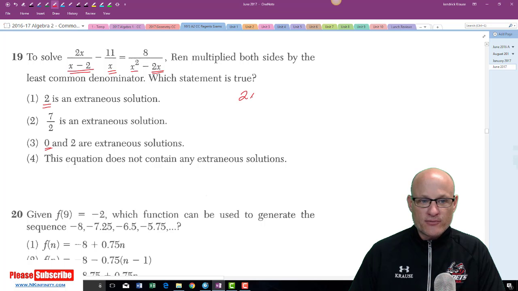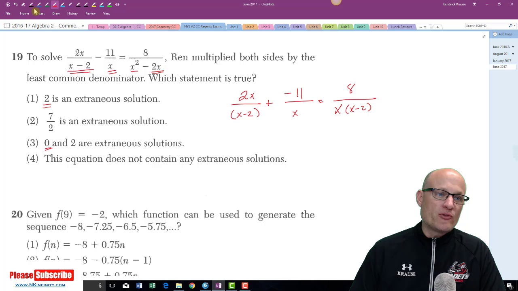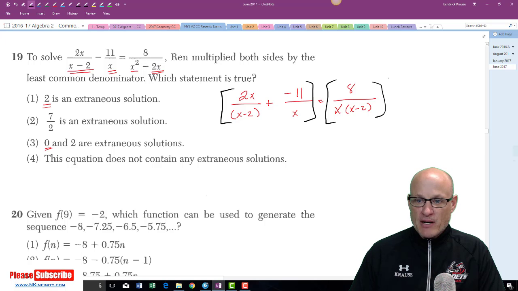So 2x over x minus 2. I don't like that minus, so I'm going to make it up here. You know I hate minuses. x, and 8 over x times x minus 2. So what they said was Ren multiplied both sides by the lowest common denominator, which is another way to solve these. You multiply both sides by the lowest common denominator.